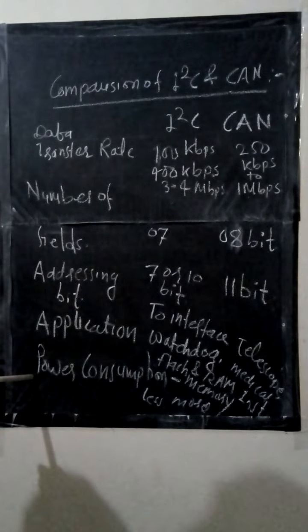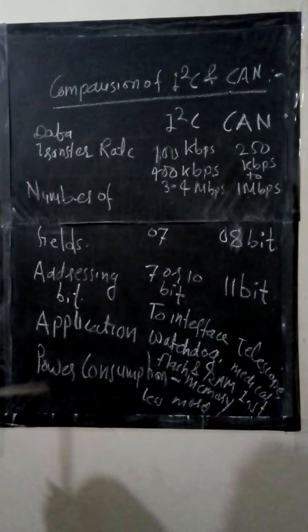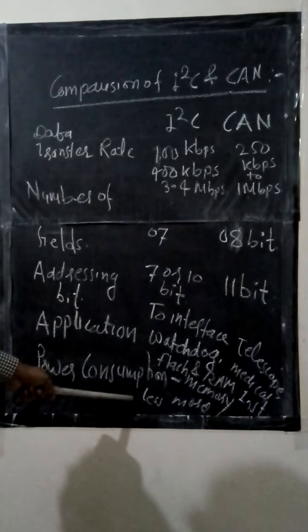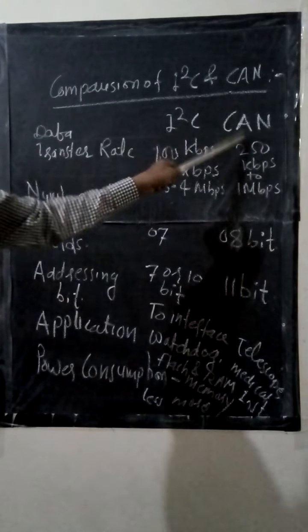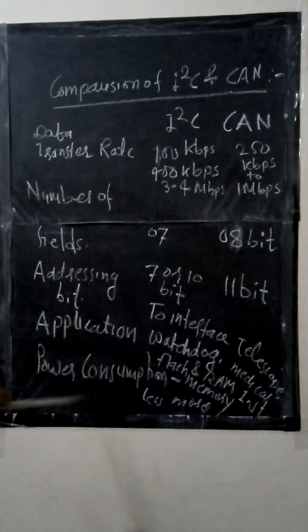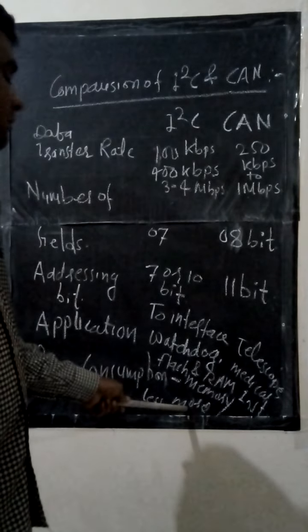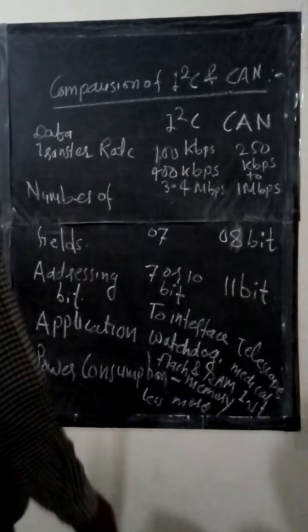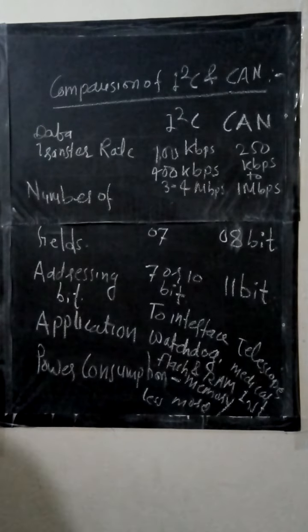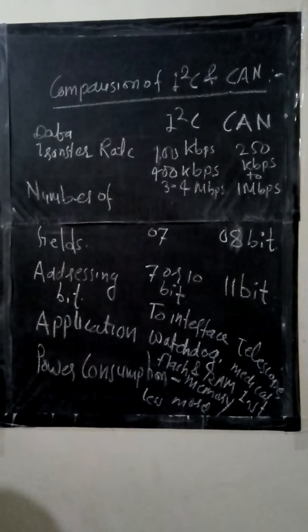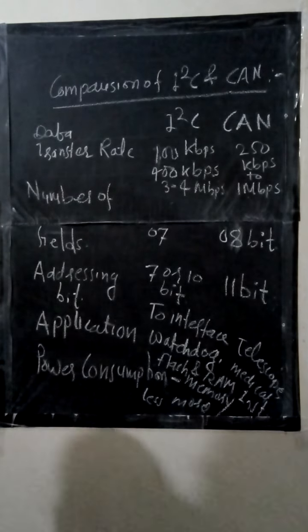The last point is power consumption. In I2C power consumption is less, and in CAN, that is control area network, power consumption is more. Okay, this is the comparison of I2C and control area network. So the next topic is USB, universal serial bus.